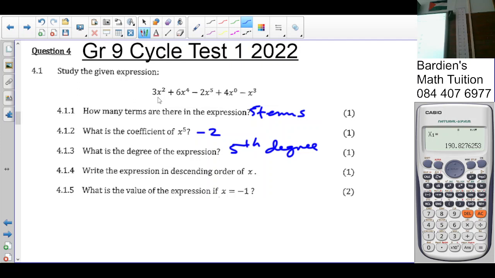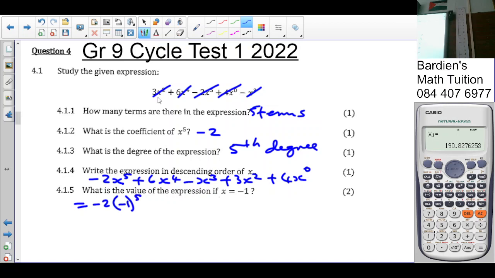Next question. Write the expression in descending order of x. Descending order, of course, is from biggest to smallest. The biggest exponent on x, of course, is 5. So it's negative 2x to the 5 plus 6x to the 4. Don't write semicolons. So it's going to be negative x cubed plus 3x squared plus 4x to the 0. Next, what is the value of the expression for x equal to minus 1? So that means to say, whenever I'm going to put an x, I'm going to put negative 1. I'm going to substitute negative 1 into the expression above.